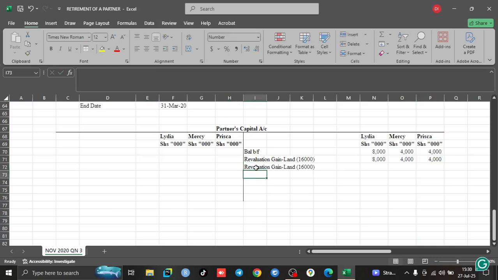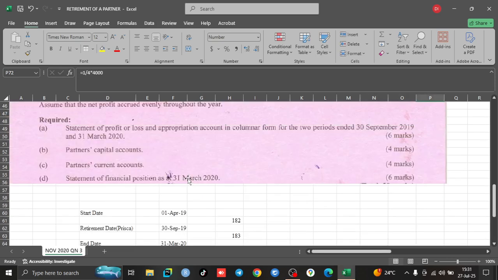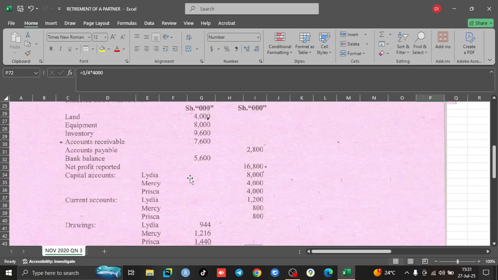Revaluation gain on equipment. It was now 4 million. So 4 million, equally, we are going to apportion it in the old profit sharing ratio. This will be a quarter of 4 and a quarter of 4 as well. So we have 2,000, 1,000 and 1,000. We have accounted for the revaluation.